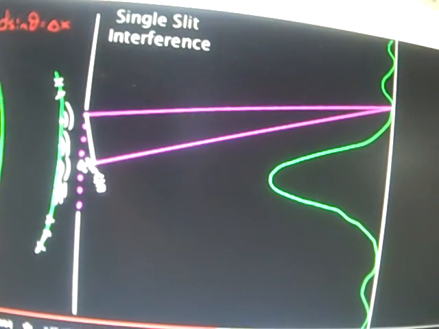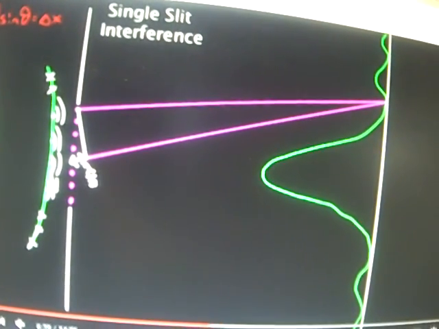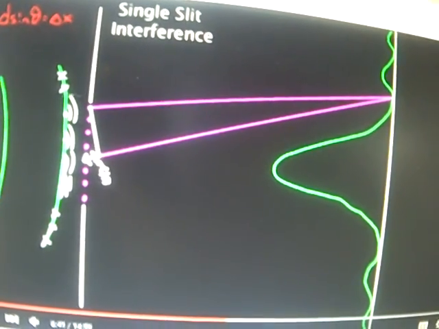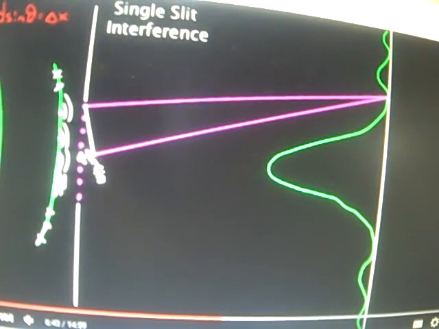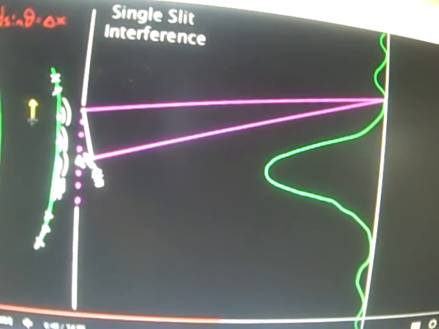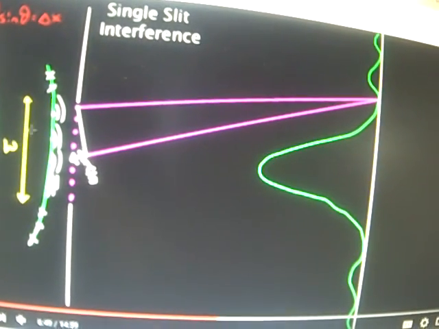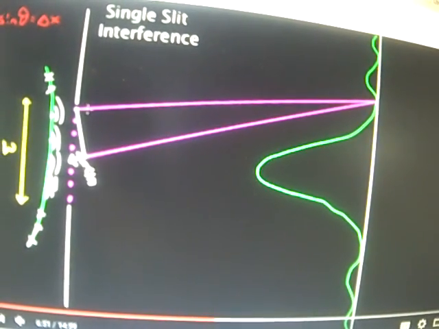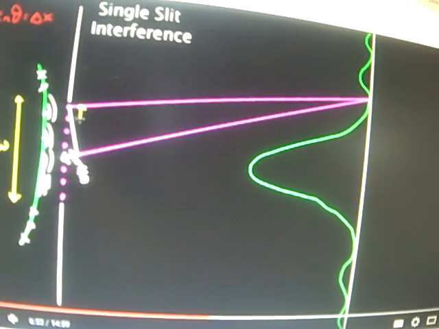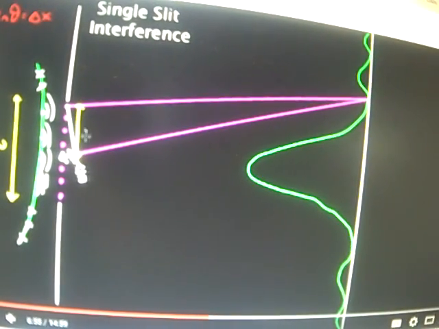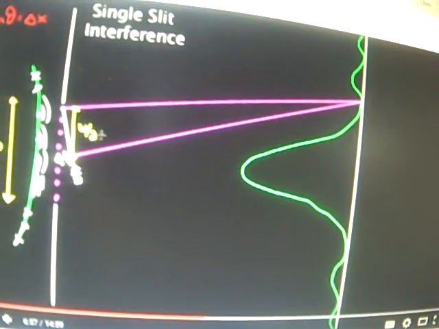What would D be in this case? Now we have to be pretty careful, because this hole has a certain width. We'll call that width W. So if this hole has a certain width W, how far apart are these? These are not W apart. These are W over 2 apart.